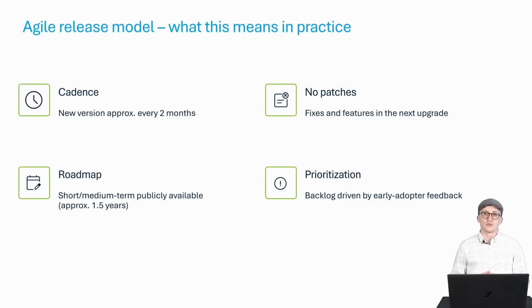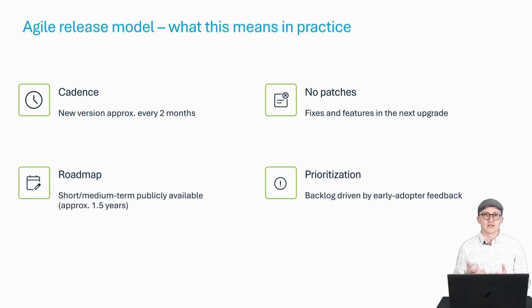We plan to release a new version of CODESYS 4 approximately every 2 months. There are no separate patches; bug fixes and new features are shipped together in the next version. This approach keeps our development moving quickly because we avoid the overhead of maintaining parallel branches. Our roadmap for roughly the next 18 months is publicly available. Beyond that, long-term goals are shared in the customer portal. Your feedback plays a direct role in how we prioritize. The backlog is shaped by what early adopters tell us matters the most.